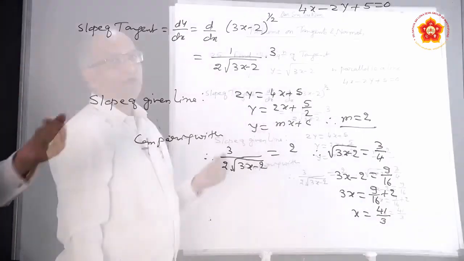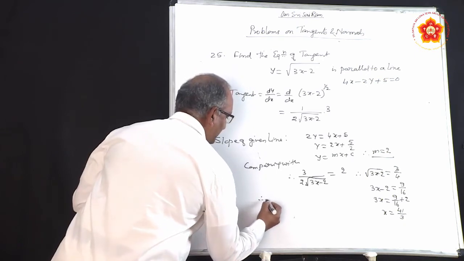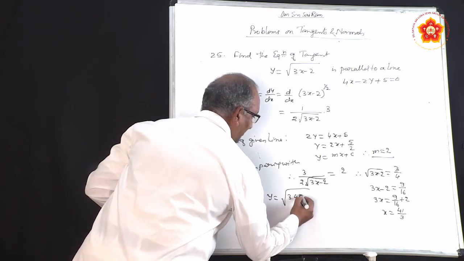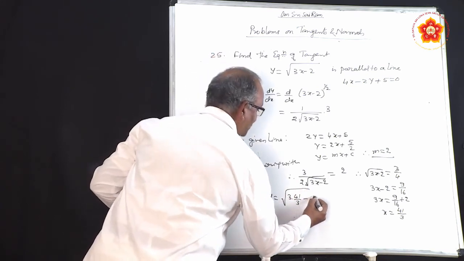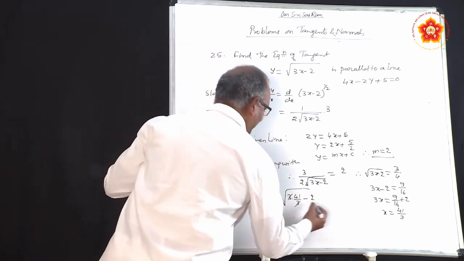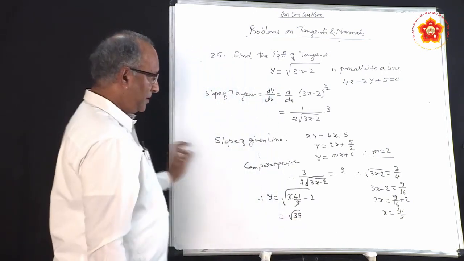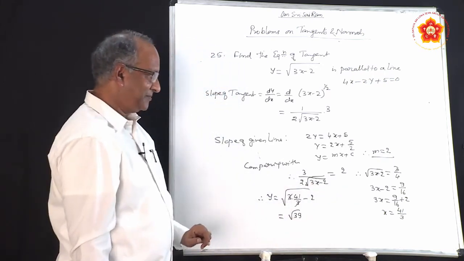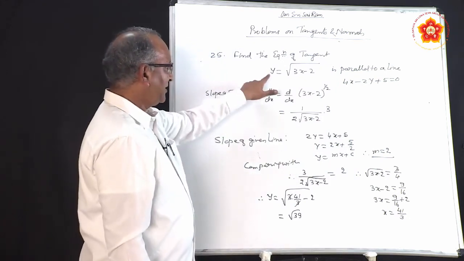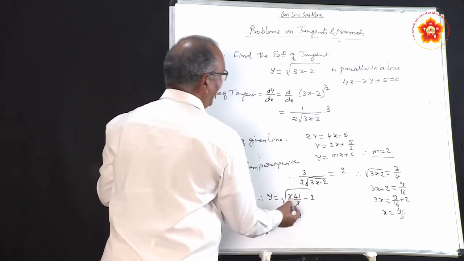We also have to find out the value of y. How do you find? By substituting here. Hence, y is equal to under root of 3 into 41 by 3 minus 2. 3 and 3 gets cancelled. 41 minus 2 is 39. We have substituted the value of x as 41 by 3 in this particular equation of the curve. So, 3 into 41 by 3, 3 got cancelled.